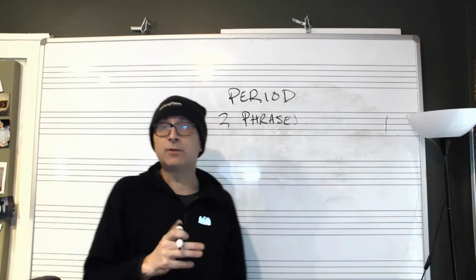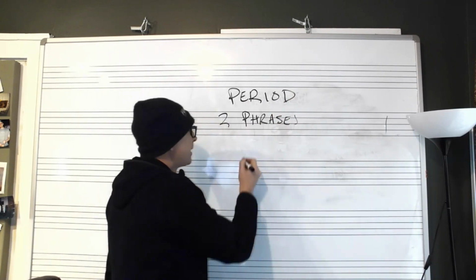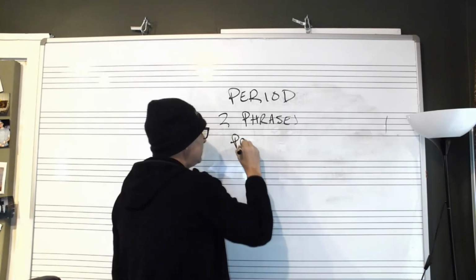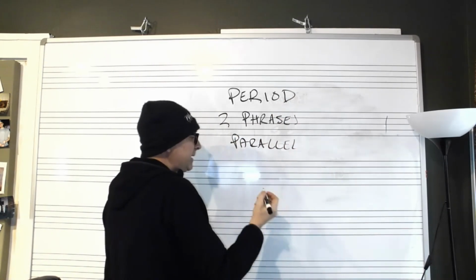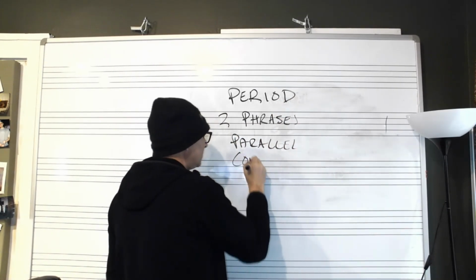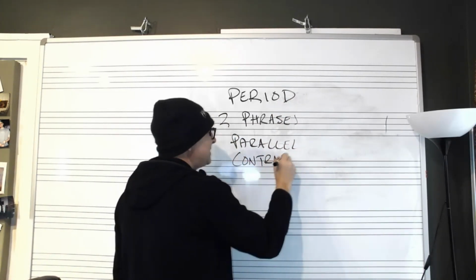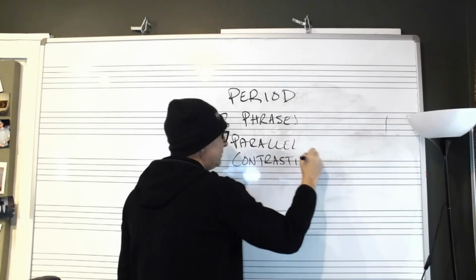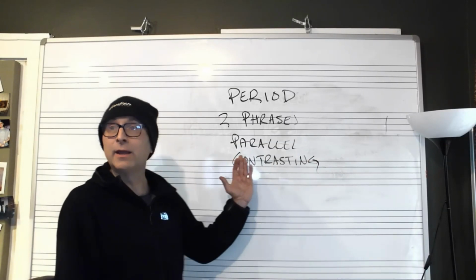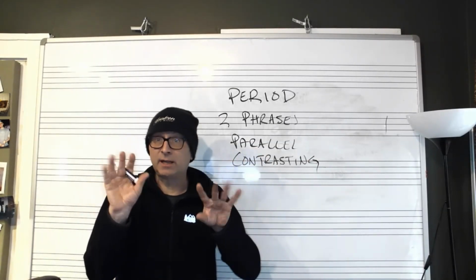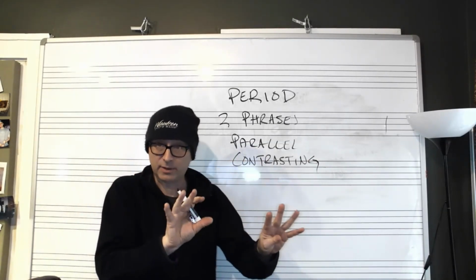Periods can either be parallel or they can be contrasting. And that's the essence of our assignment for today. Okay, parallel versus contrasting. If we have two phrases, can we tell if they're parallel or can we tell if they're contrasting?